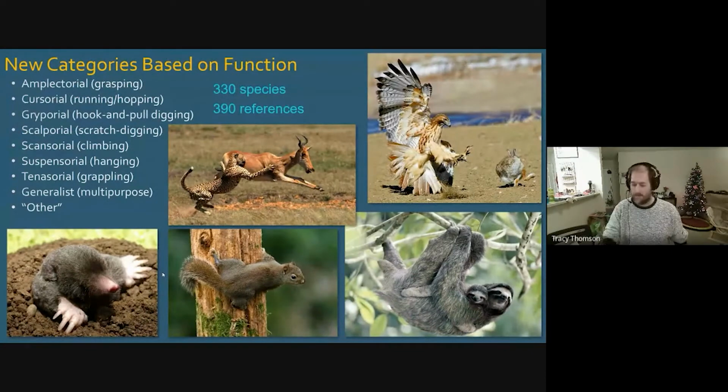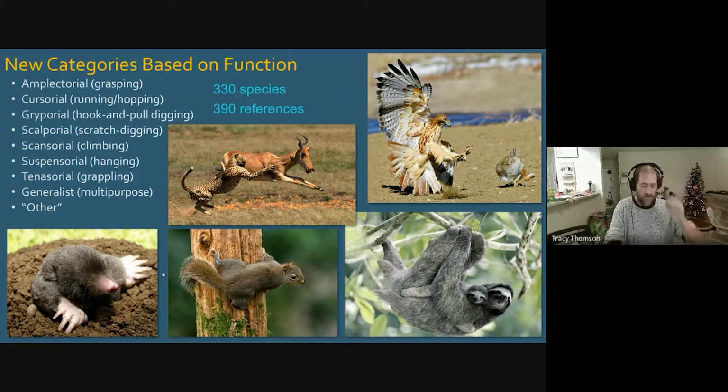So these are the categories that I used in my study. This is based off of 330 different species and 390 references, or scientific literature papers, that support ascribing these animals or these claws to these functions. This is a database that I continue to grow and add to, but this is the database that informed the functional categories that I eventually assigned these claws to. And there's a list in there.